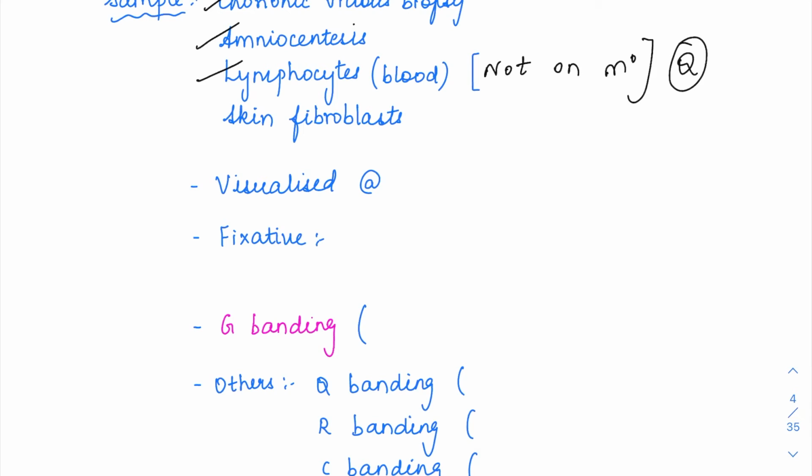It's the lymphocytes which are being used. Other than that, we can also use the shed skin fibroblasts as well. So this was also asked as an MCQ before. For all this, as exception type questions, these options were given.